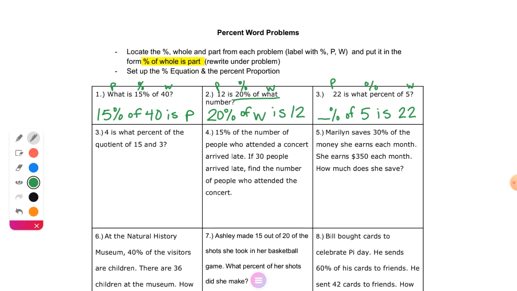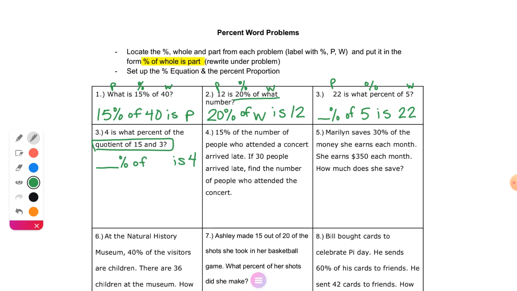Second, number 3. This is what threw you guys off, those words right there. So I'm going to ignore them for a second. Percent of something is 4. And it says what percent. So I'm looking for the percent. So the blank percent of something I've got to figure out is 4.